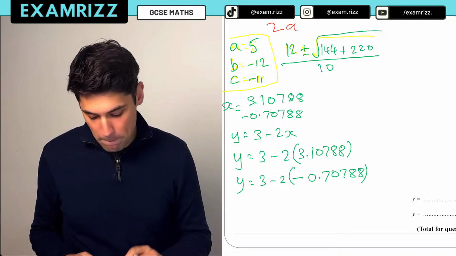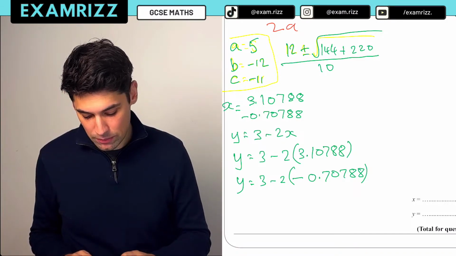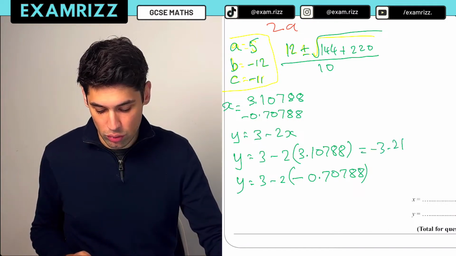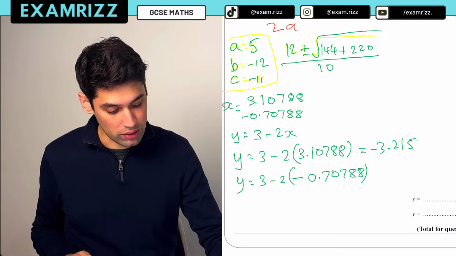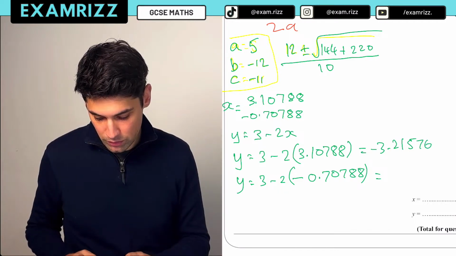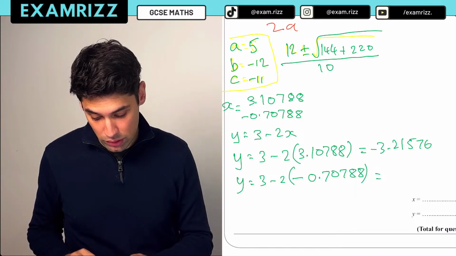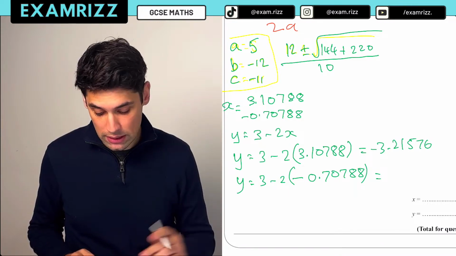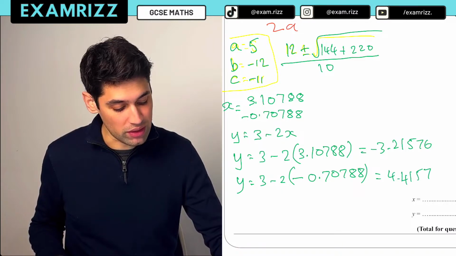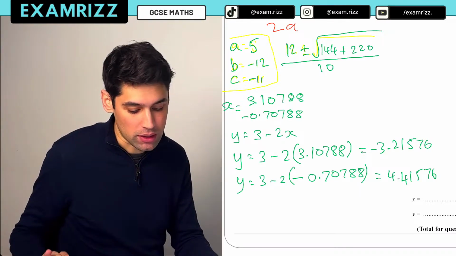We got 3 minus 2 brackets, 3.10788. That one's going to give us negative 3.21576. And the other one, let's change that. Negative 0.70788. 4.41576. And let's not forget, we have to always leave our answer to 3 significant figures.